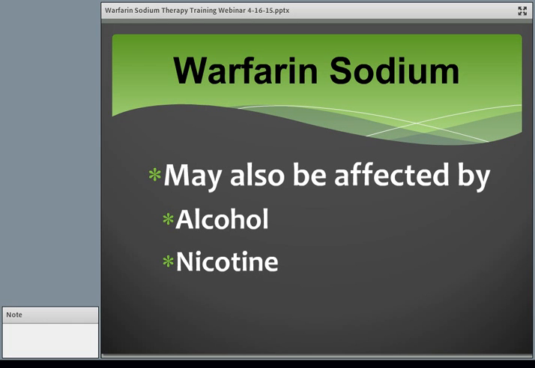Alcohol can increase the effects of warfarin sodium, making the blood even thinner. Nicotine increases a person's risk of heart attack or stroke by increasing heart rate, narrowing blood vessels, and it stimulates the body's natural defense to form clots. Therefore, if an individual smokes or gets nicotine by another method and is also receiving warfarin sodium, their risk for injury increases. Alcohol and nicotine use should be reviewed with the HCP.